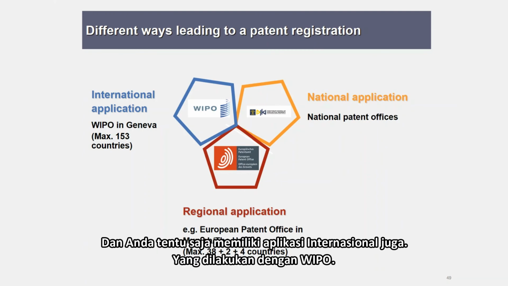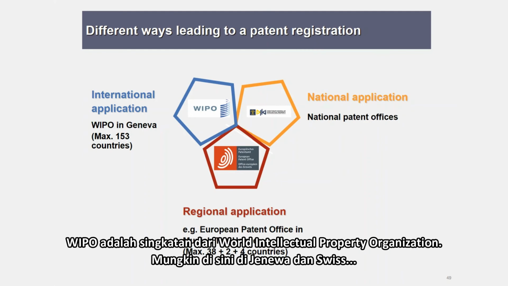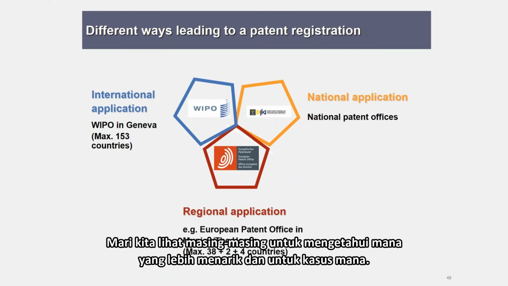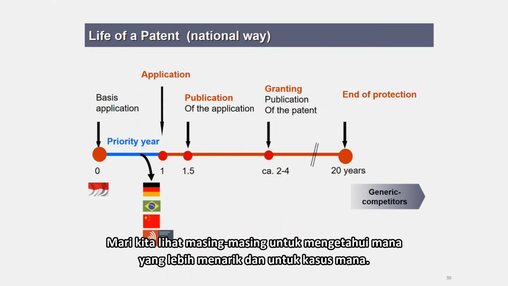Then you have, of course, also the international application, which is done with WIPO. WIPO is the abbreviation of World Intellectual Property Organization, which is here in Geneva in Switzerland. With this sort of application, you might make an application simultaneously for up to 153 countries. So let's take a look at each of these in order to find out which one might be more interesting for which case.